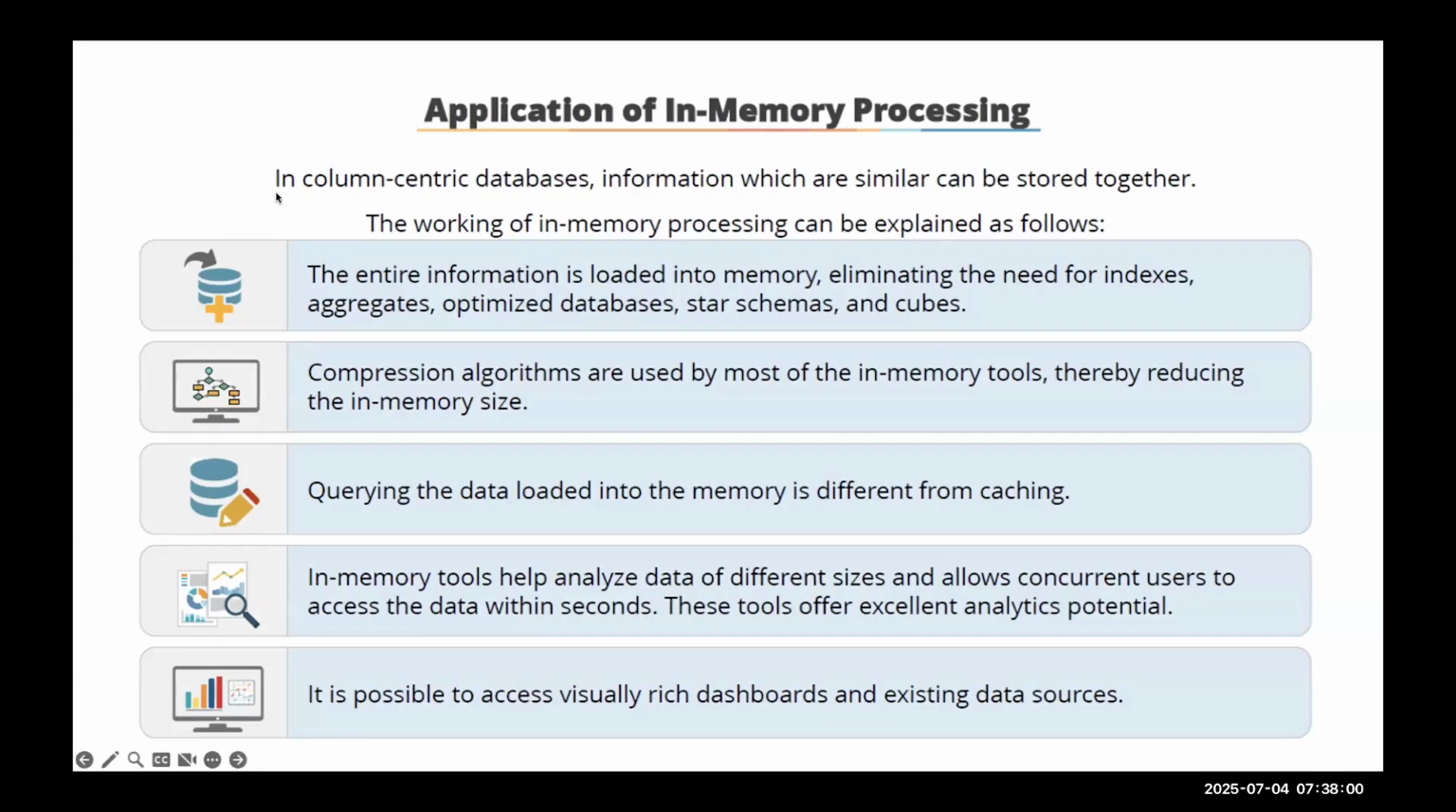Here it is mentioned: in a column-centric database, information which is similar can be stored together. In the salary column, all the values are salaries, so that is stored together. Whenever you have to get the sum, you don't have to scan row by row. You just go to the salary column and get the sum. That's why it is faster. We'll see those things also.